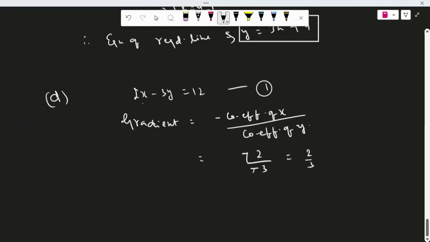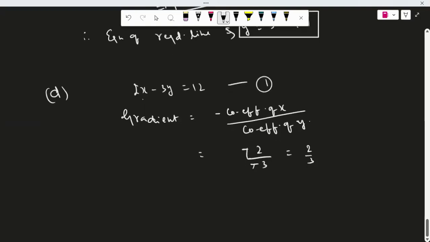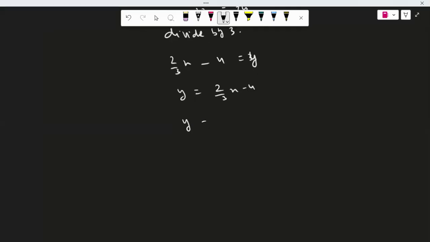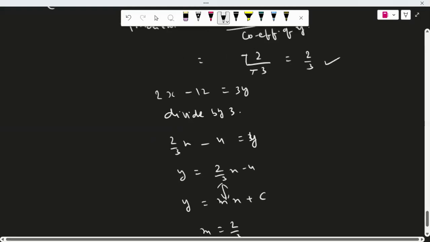You can write 2x minus 12 equals 3y and divide the whole equation by 3. So this will be 2 over 3 x minus 12 over 3, that is 4, equals y. This is the slope intercept form of the equation.